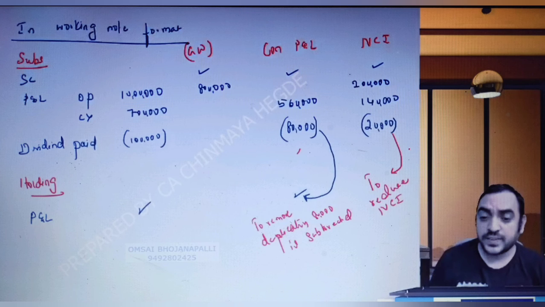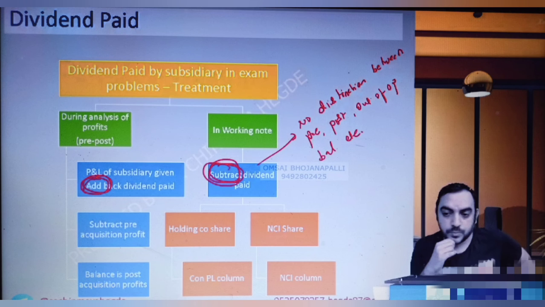That concept was there under AS21. In IND AS, that bifurcation between pre-acquisition and post-acquisition dividend has been ignored. That terminology itself is not there in the IND AS world. So whether the dividend is paid out of the opening balance or out of current year profits does not matter. Dividend paid is dividend paid.